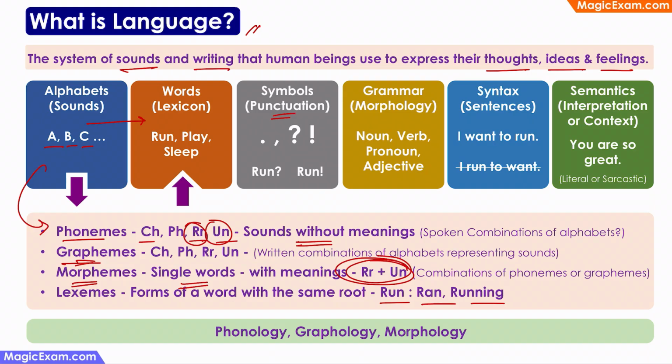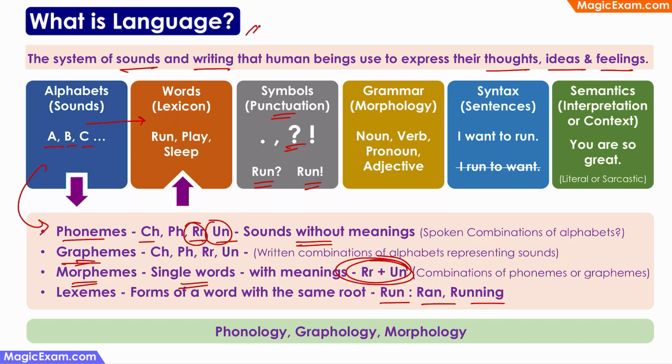Punctuations are symbols that are used after the words. For example, if you put a question mark after the word run, we are asking somebody, are you going for a run? If you put an exclamation mark after run, then we are telling somebody that he or she should run. So it's a command. So that way, punctuations are symbols which provide some context to these words.